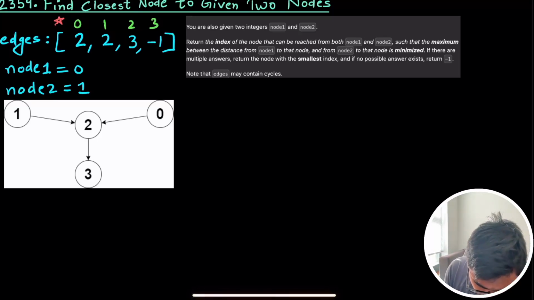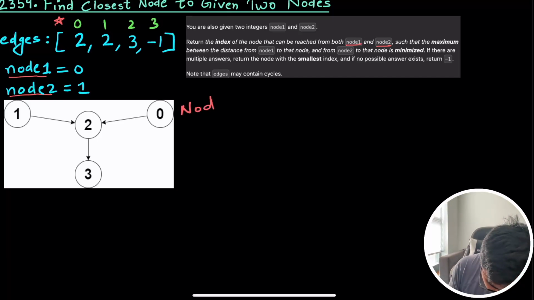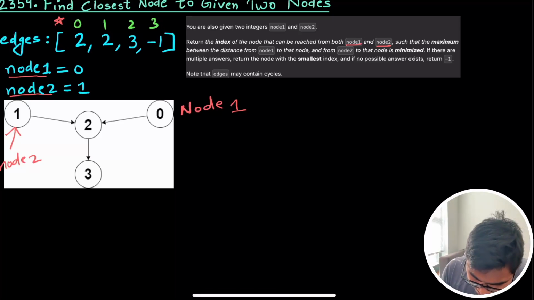Return the index of the node that can be reached from both node 1 and node 2. So these are our node 1 and node 2. Node 1 is 0, node 2 is 1. I'm just going to mention them right here: node 1, and this is node 2. Such that the maximum between the distance from node 1 to that node and from node 2 to that node is minimized. So what they're saying is we have to find out all the nodes that we can reach from both of these nodes.